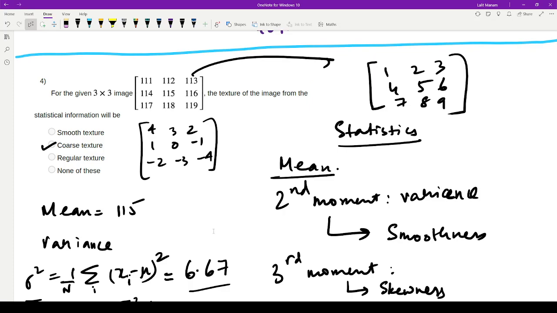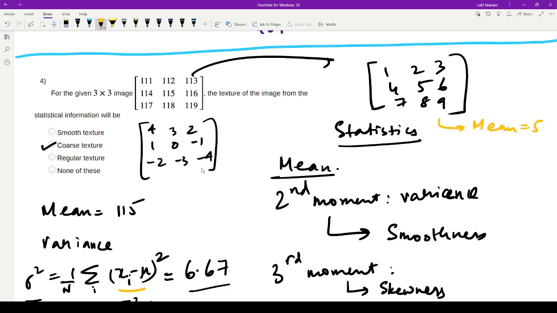Anyone? Variance, how should it look? So variance is dependent on what quantity? I think the difference with the mean will be the same. Yeah, the variance will be the same, 6.67. Exactly, because it's the difference with the mean. What would be the mean of this bunch of numbers? 5. Yeah, the mean is 5.